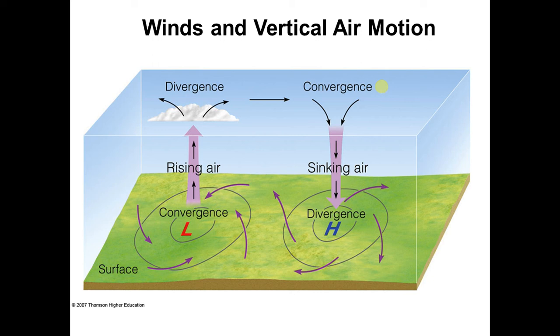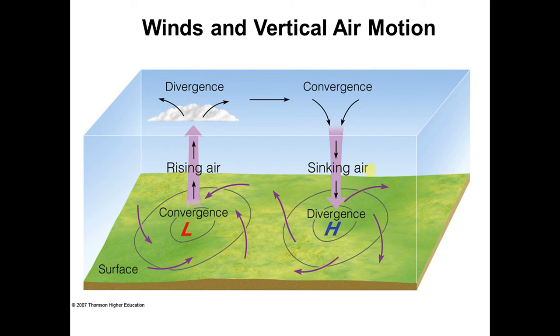If upper level divergence exceeds surface convergence for a low pressure system, the low will strengthen. Whereas if upper level divergence is less than surface convergence, the low will weaken. On the other hand, for a high pressure system at the surface, if upper level convergence exceeds surface divergence, the high will strengthen because you're adding in more air than letting it out for the column, right? And if upper level convergence is less than surface divergence, you're removing air from the column above the high, and so it will weaken. Okay.